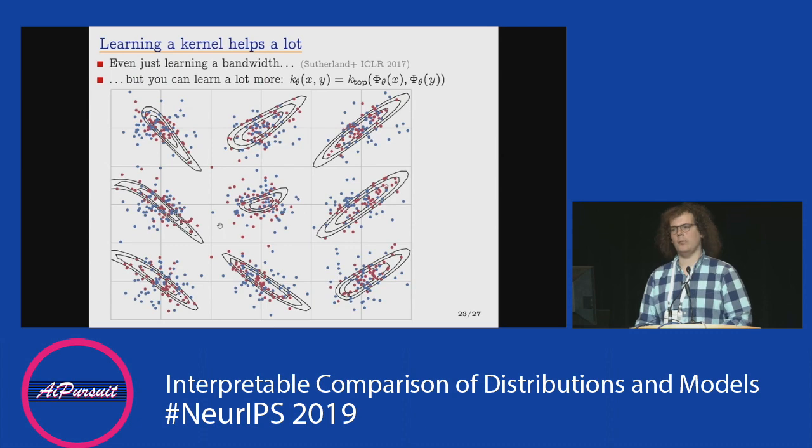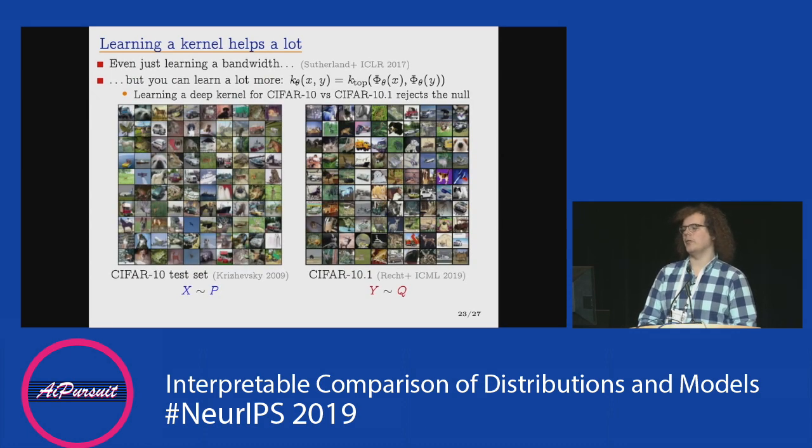You can also do it, going back to the problem I mentioned at the start of comparing CIFAR10 to CIFAR10.1. It's a little harder to plot, but using this method and making this phi a convnet, you can pretty confidently say that the marginal distribution of images is different between CIFAR10 and CIFAR10.1.